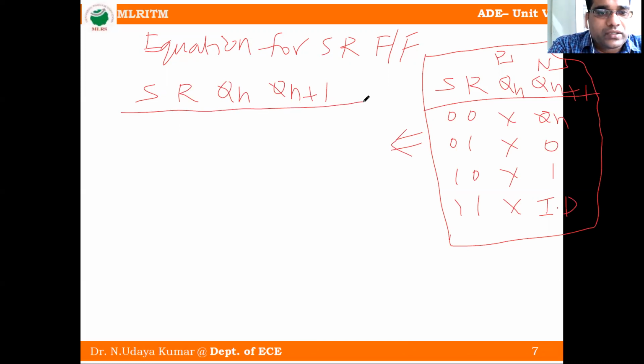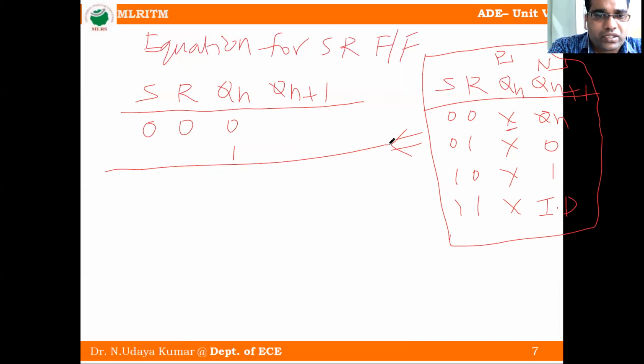So we know that this one is 0 0. SR is 0 0. Here, don't care. Don't care means we denote it as a cross. It may be 0 or 1. Okay, so this is one combination.